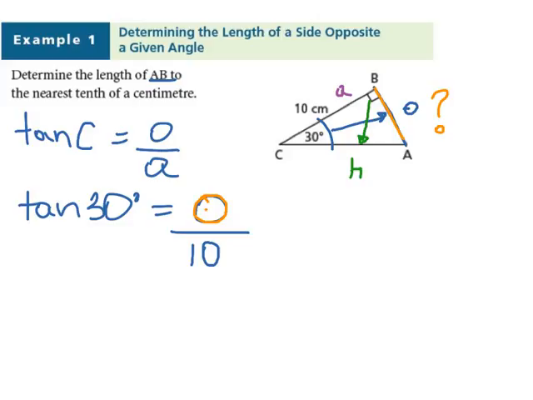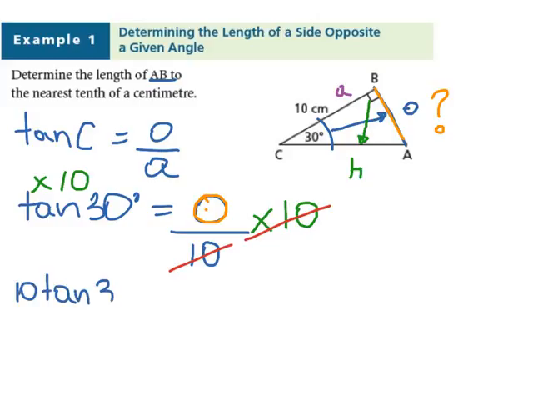The 10 is dividing. So what we need to do is the opposite of division, which is multiplication. And if we multiply one side by 10, we multiply the other by 10. Why do we multiply? Because of this simple truth. When we multiply by 10 and then divide by 10, the answer is 1. It cancels out. And on the left-hand side, we're going to have 10 tan 30 is equal to the opposite side.